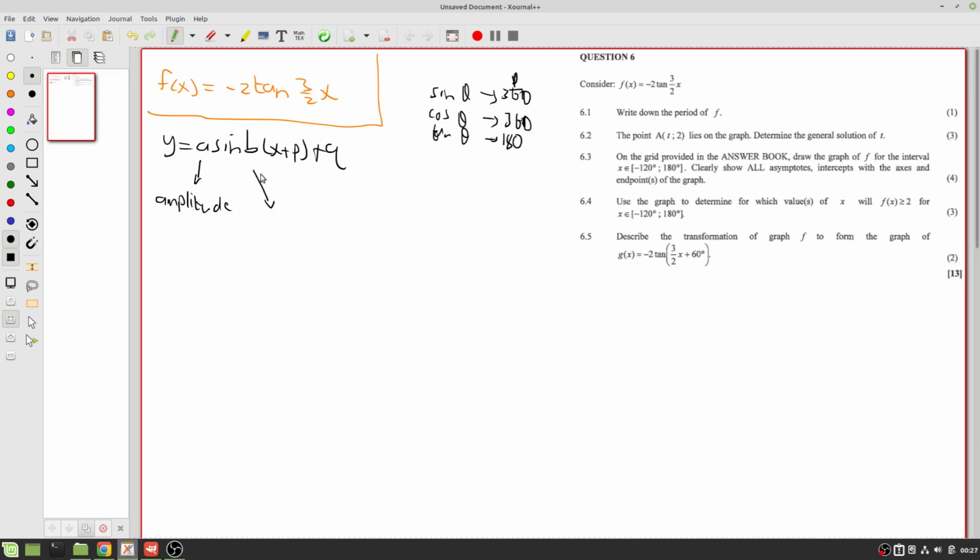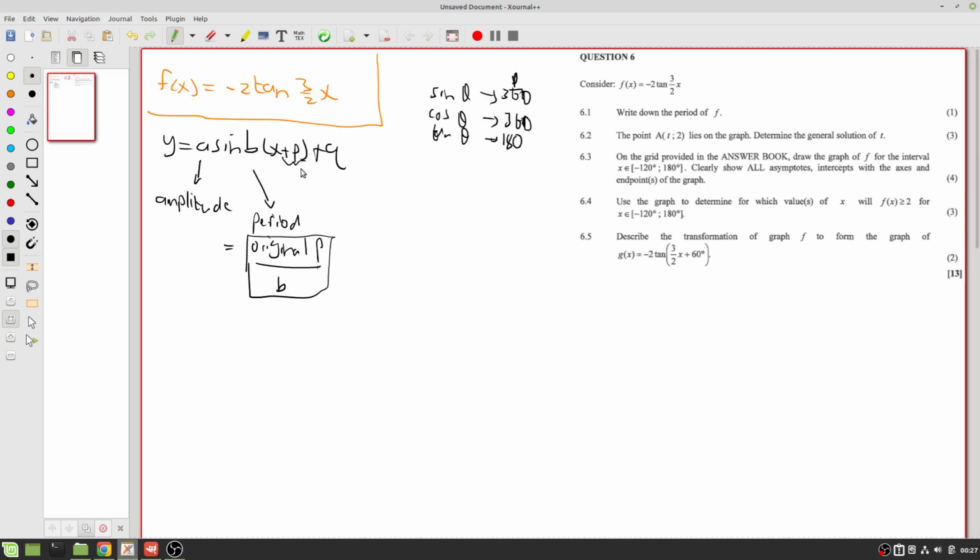Now, the b value tells you what to divide that period by. So we're going to say the period of the function equals the original period, so that's these figures, 360 or 180, divided by b. That'll give you your period for your specific function. So we just divide the original period by b to get our new period for this specific function.